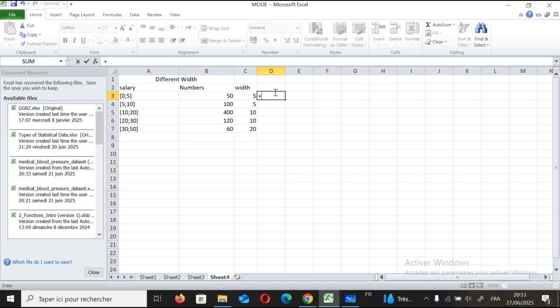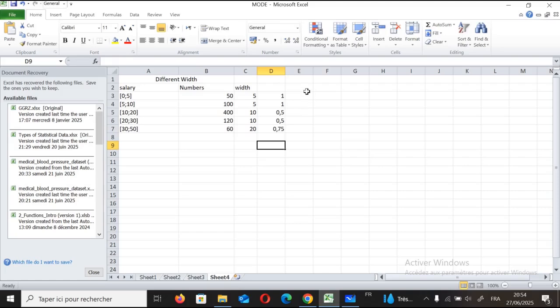What we're going to do is divide the width of reference by the other widths. For example, here we have 1, here 0.5, here 0.5, and here, if we divide 5 by 20, it gives us 3/4 or 0.75.